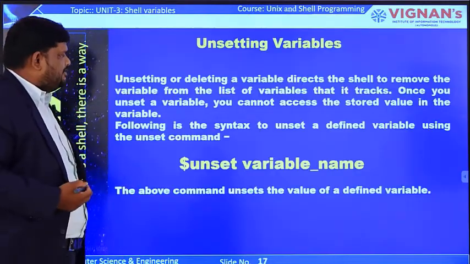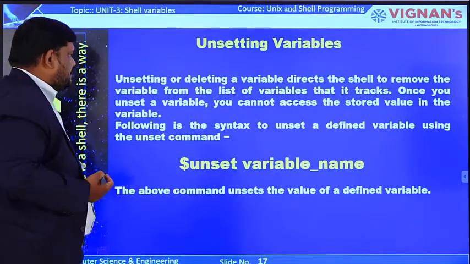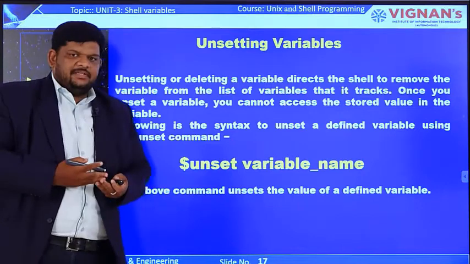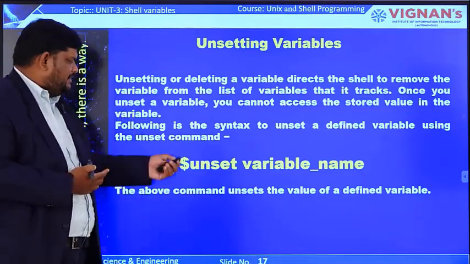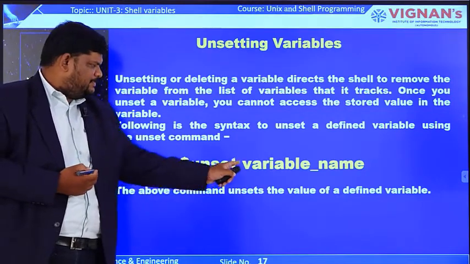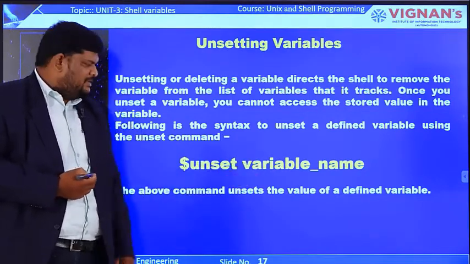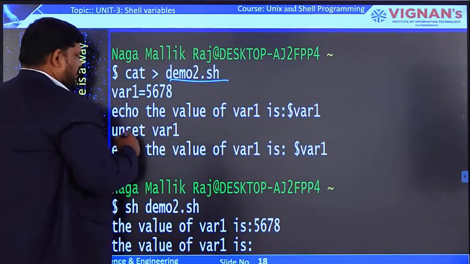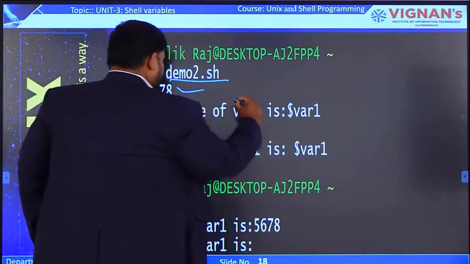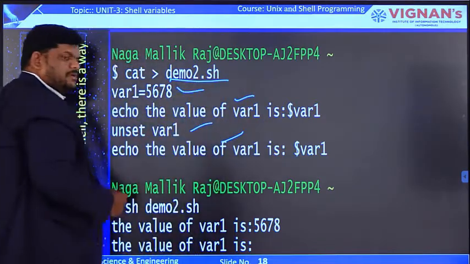Now, unsetting variables. Unsetting variables means if you want to delete variables from the shell, we use unset. The syntax is unset space variable name. Let us consider an example. Another program name is demo2.sh. These are the 4 statements present in that script.